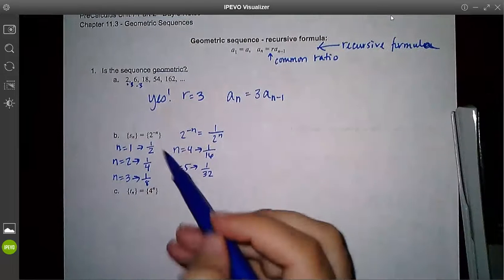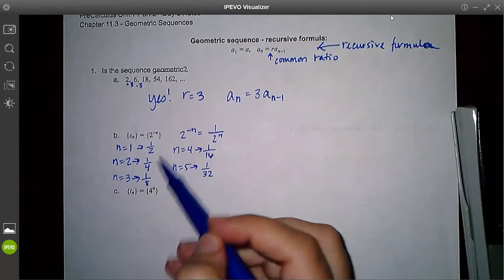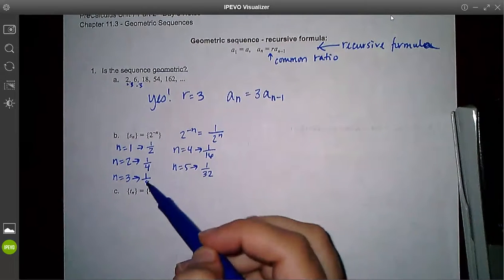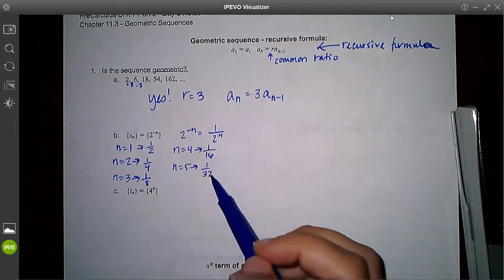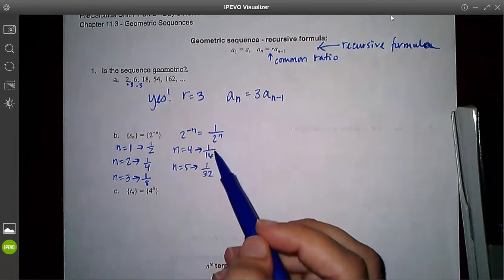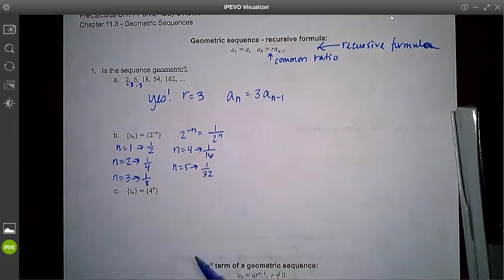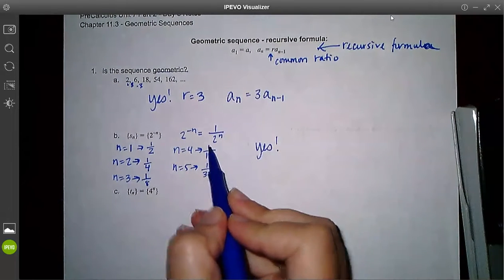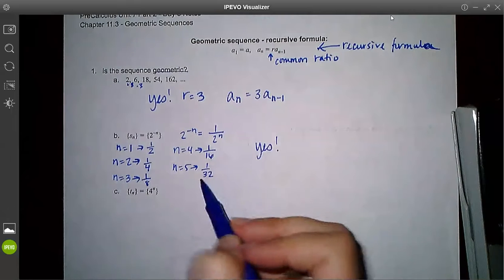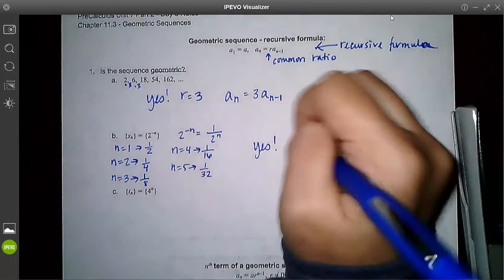So to get from each one to the next, 2 times 2 is 4. 4 times 2 is 8. 8 times 2 is 16. 16 times 2 is 32. So I'm multiplying each one by 1/2 to get that, for the 1 to stay the same and for my denominator to be multiplied by 2. The common ratio here is 1/2.